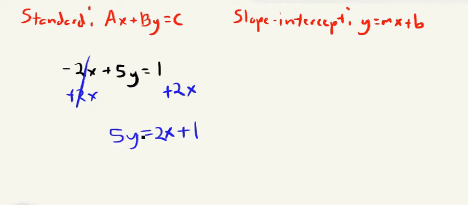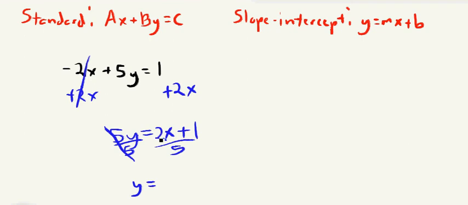And since it's 5y, that means 5 times y. And so the way we get rid of that multiplication is by dividing. So we're going to divide both sides by 5. Over here, those 5s are going to cancel. And so we're going to get that y equals, and then we're going to have to divide both of the terms over here by 5.